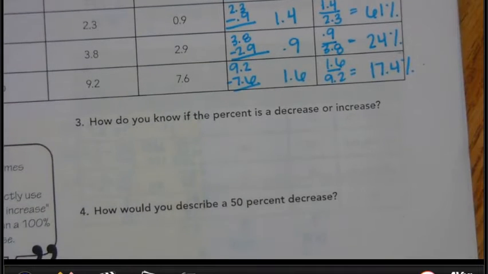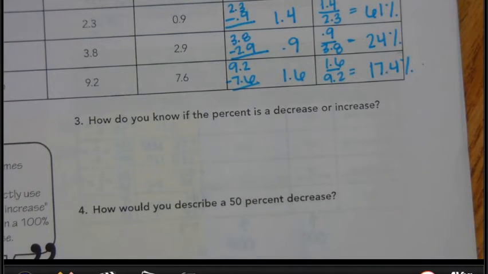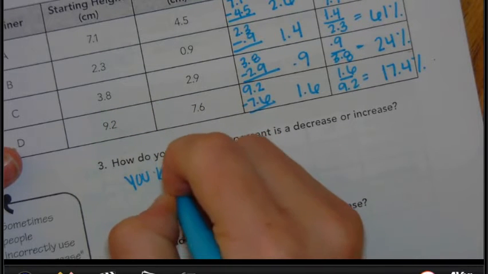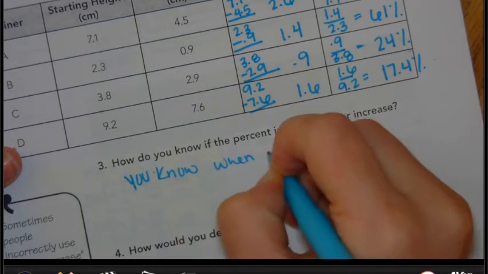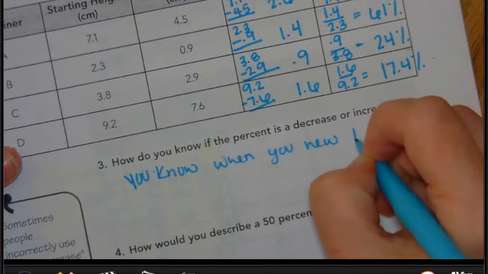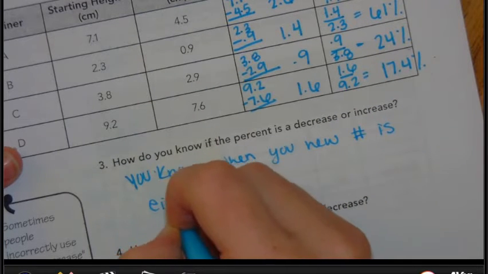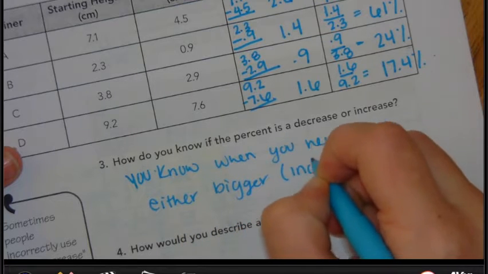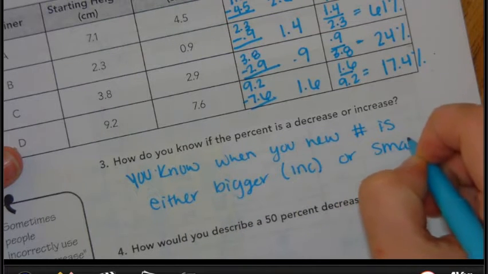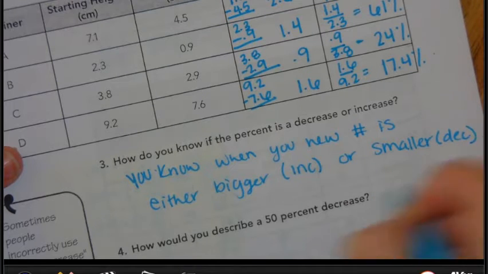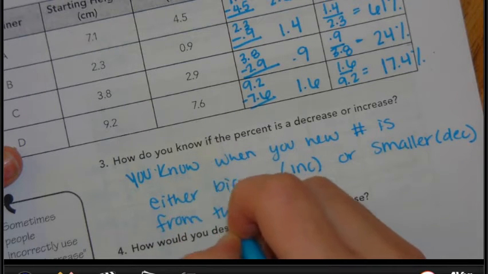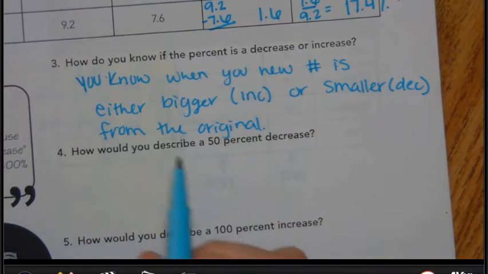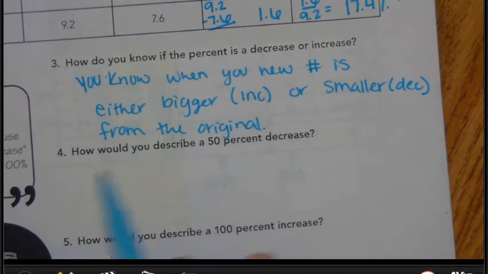All right, number 3. How do you know if the percent is a decrease or an increase? Well, when your new number is either bigger, increase, or smaller, decrease from the original. Okay, so when your new number is either bigger, increase, or smaller, decrease from the original.